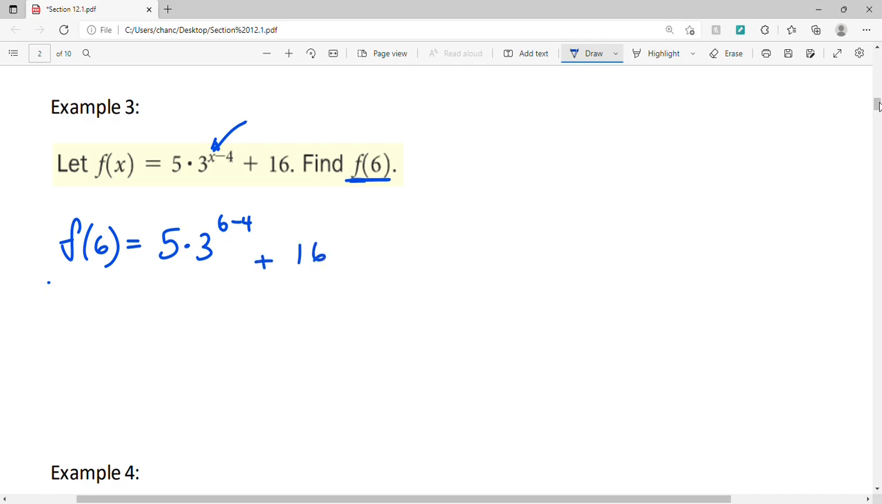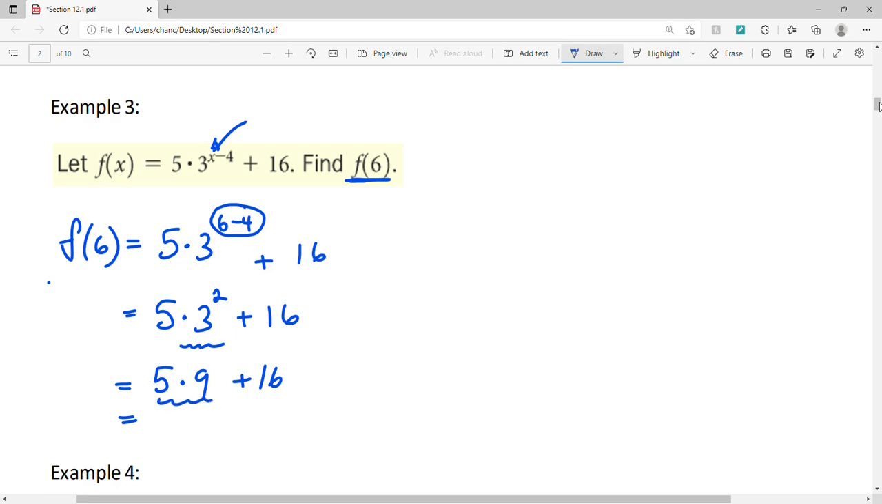We have to do the exponents first, so we'll do the 6 minus 4 first. This is 5 times 3 raised to the 2nd power plus 16. The power has to be done next, so we have to do 3 squared, and that gives me a 9. So this is 5 times 9 plus 16. And then we'll do the multiplication. 5 times 9 is 45. And then we'll have to add 16. 45 plus 16, that's going to give us 61.